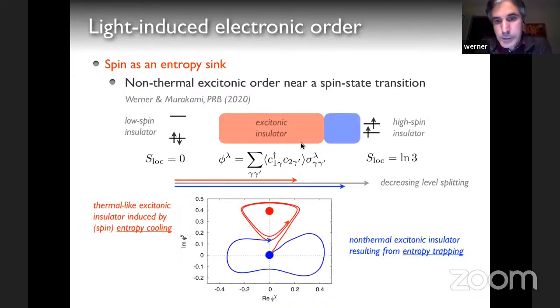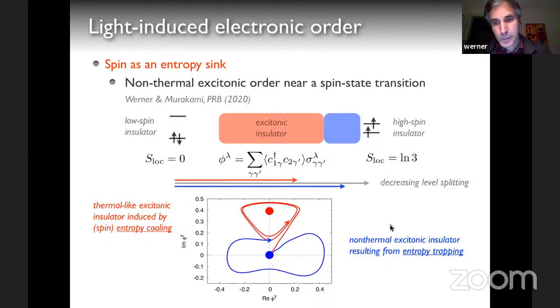Now, even more interesting is the fact that we found that if we quench beyond the regime where the excitonic insulator phase exists in equilibrium, we can still break the symmetry, and we can realize a transient excitonic insulator state with a large order parameter. But this is a completely non-thermal form of excitonic insulator, as you can already guess here from the qualitatively different trajectory of the order parameter in this complex plane.